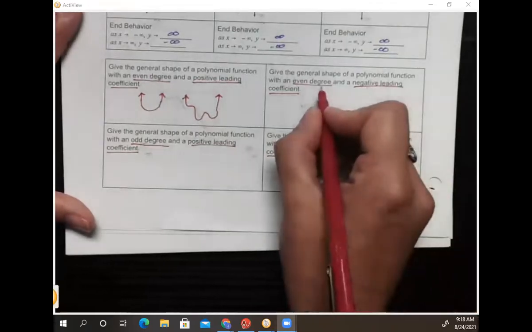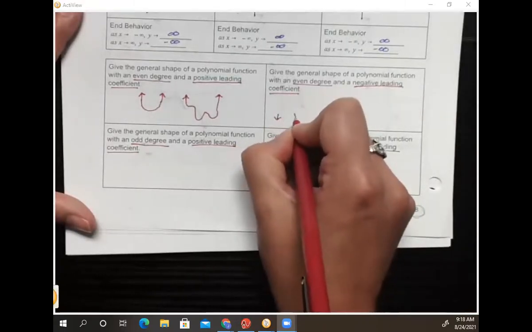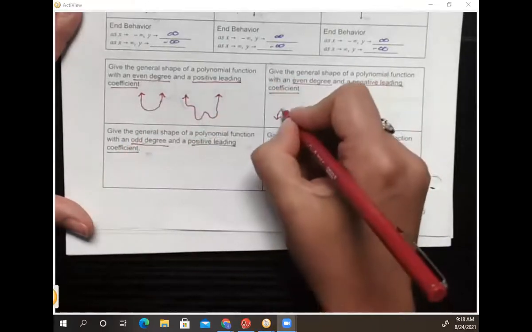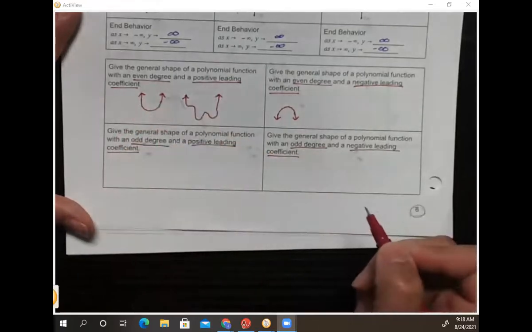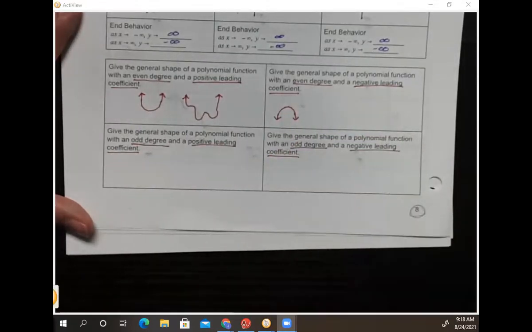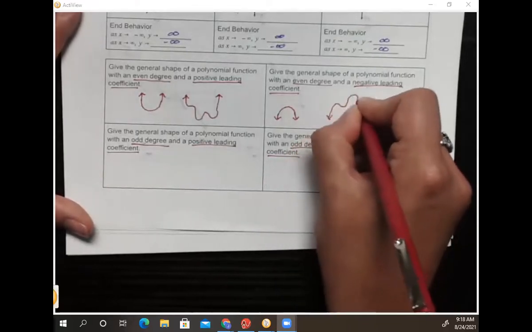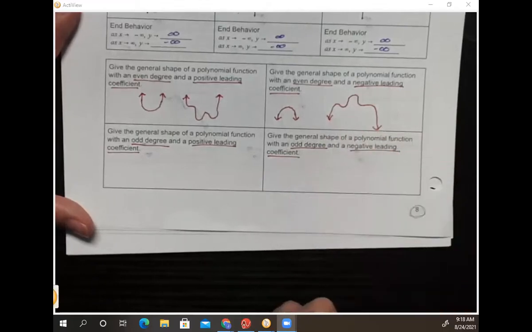If I have an even degree with a negative lead coefficient, then both of my ends go down. We saw functions like this in Algebra 1, towards the end of the year. Those were our parabolas. If I had a positive lead coefficient, it opened up. If I had a negative lead coefficient, it opened down. What we're going to see with our broader category of polynomials is that I may have more crazy stuff that happens in the middle, but my ends will do the same thing.